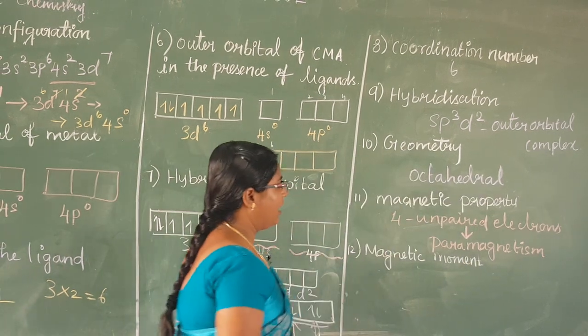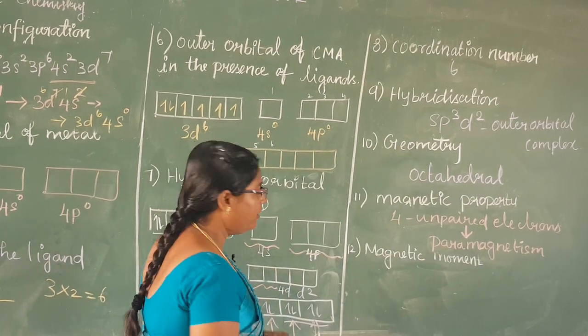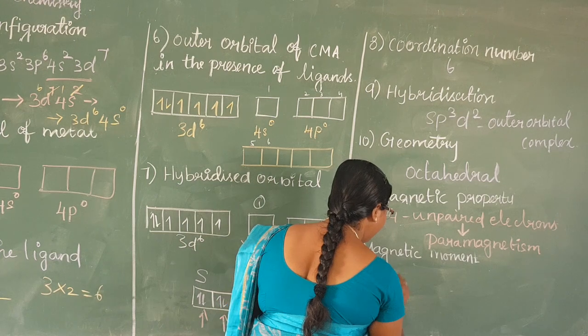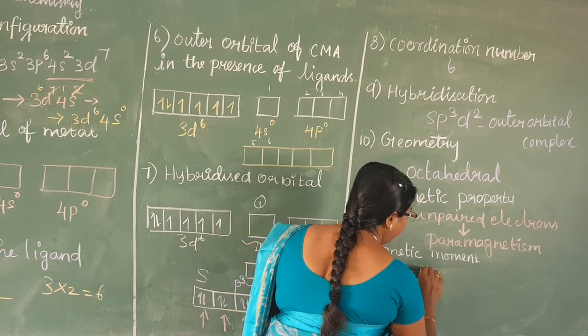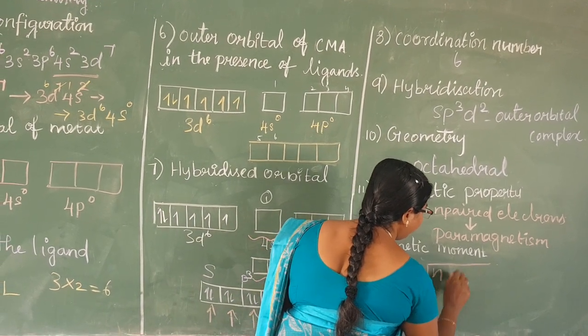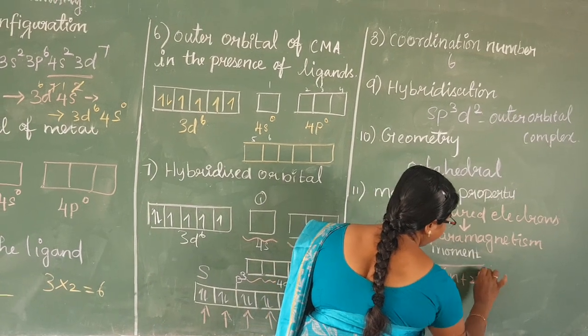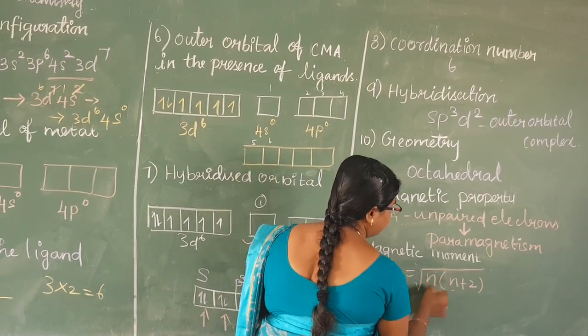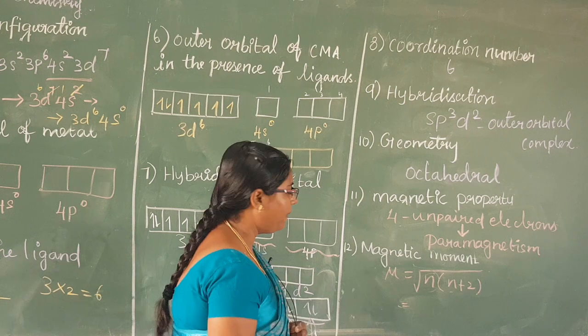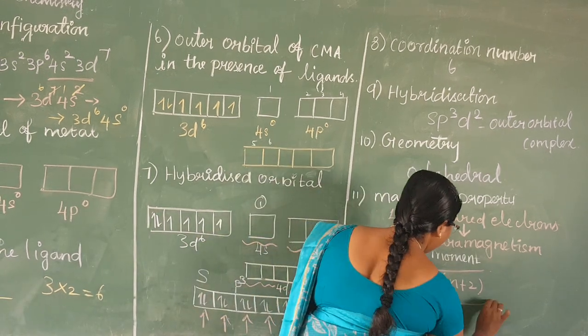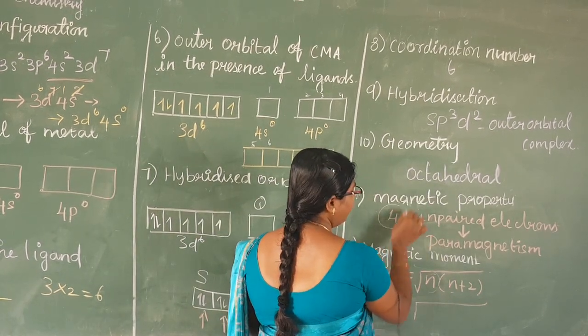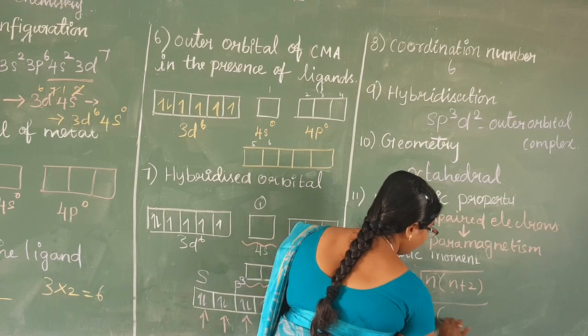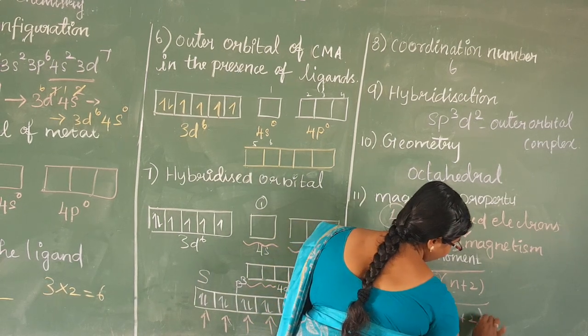Okay. So the last one is magnetic moment. How to find out the magnetic moment? By using the formula mu is equal to square root of n into (n plus 2). Okay, what does n indicate? The number of unpaired electrons. How many unpaired electrons are here? 4. So 4 into (4 plus 2).